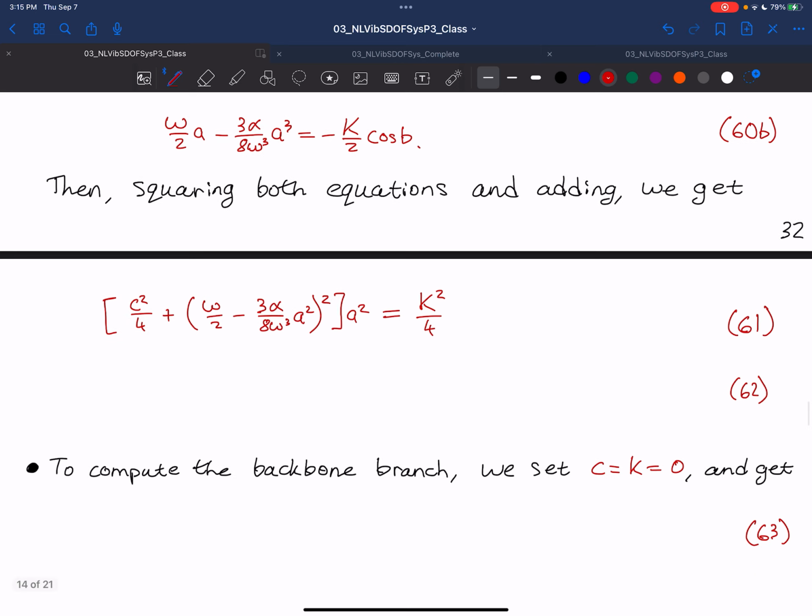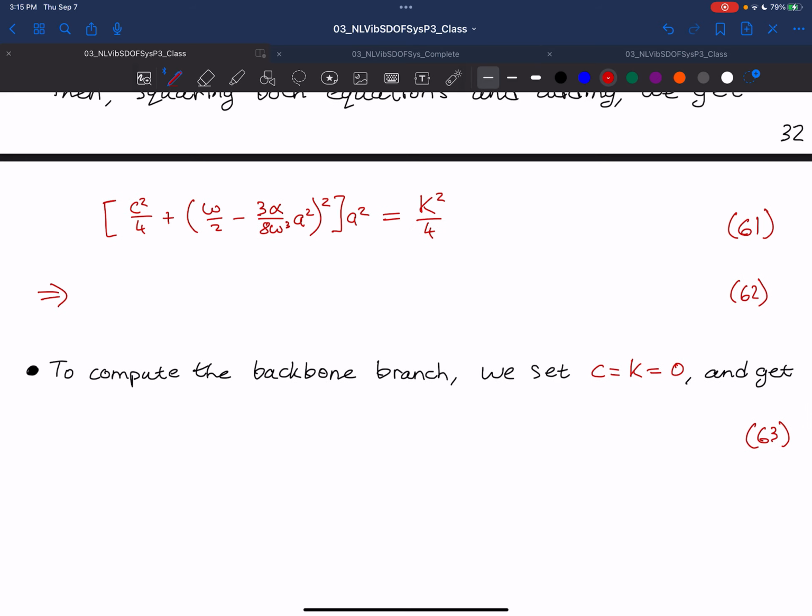Expanding that square term, we end up with the following. We end up with c squared plus omega squared over 4 minus, let me rewrite that, minus 3 alpha over 8 omega squared times a squared plus 9 alpha squared over 64 omega to the 6th times a to the 4th, all of that times a squared minus k squared over 4. That is then equal to 0.